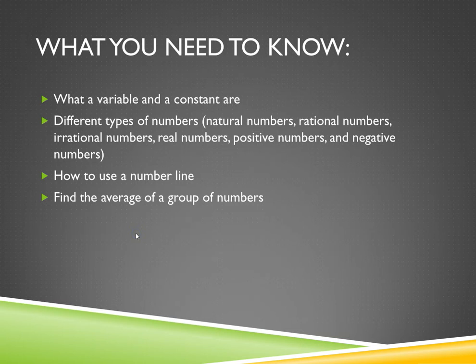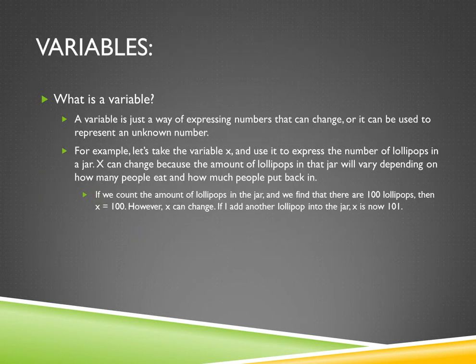So, let's just cover what you need to know from this chapter. You should know what a variable and a constant are, what the different types of numbers are, how to use a number line, and how to find the average of a group of numbers. So let's start off with variables.